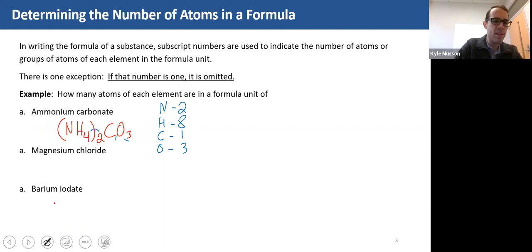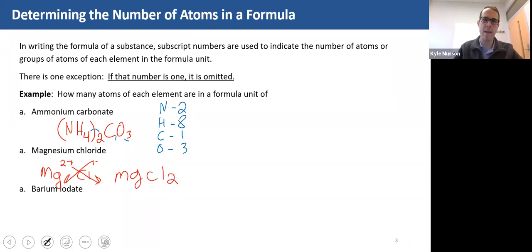Okay, so magnesium chloride. If I write the formula, I'll just write the ions real quick, just so we have practice. You cross those guys, right? So this is the formula for magnesium chloride. Magnesium had a 2+ charge. Chloride ion had a 1- charge. So this one's easy. I have 1 magnesium ion and I have 2 chloride ions.